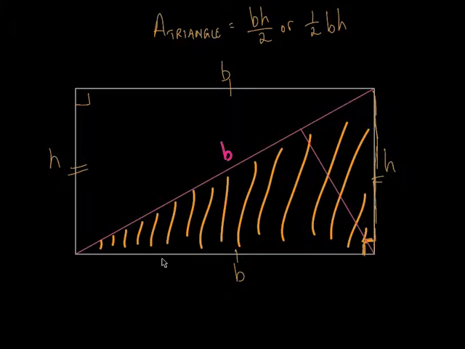If I called this the base, then this would be the height. If I called this the base, this one right here would be the height. If I called this hypotenuse the base, where would the height be? Right in here. That would actually be inside the triangle. All right?